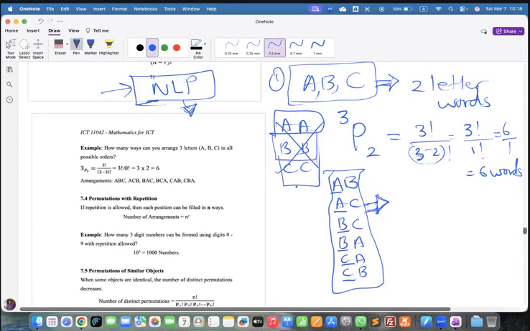Now I am telling you this is a permutation. Why? If you look at this one and this one, both contain the same elements, A and B. The letters A and B are included in these two words, but the order of the elements is different. The first element here is A, here the first element is B. Similarly, if you look at BC and CB, they have the same elements, but the order of the elements is different.